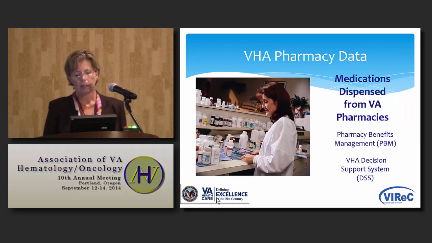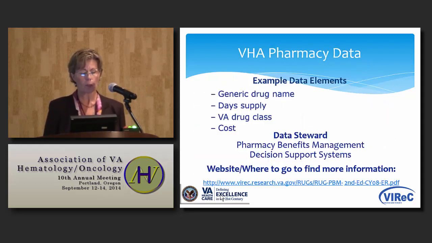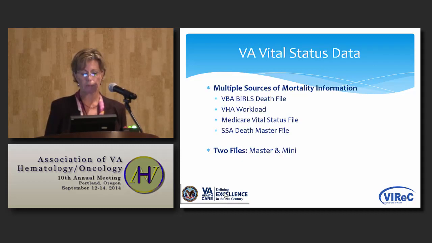VA pharmacy data, these are medications dispensed from VA pharmacies. It's managed by the Pharmacy Benefits Management, but there's also data in the decision support system as well. So we have multiple sources of pharmacy data. You can get information about the generic drug name, day supply, VA drug class. You can also get information about the SIG or the frequency and the ordering information from the Pharmacy Benefits Management database. And there's lots of resources about this.